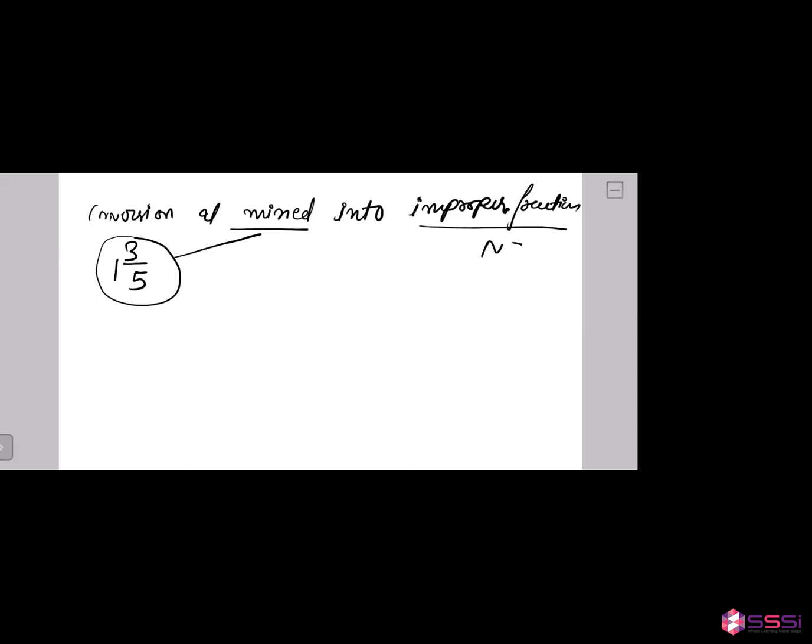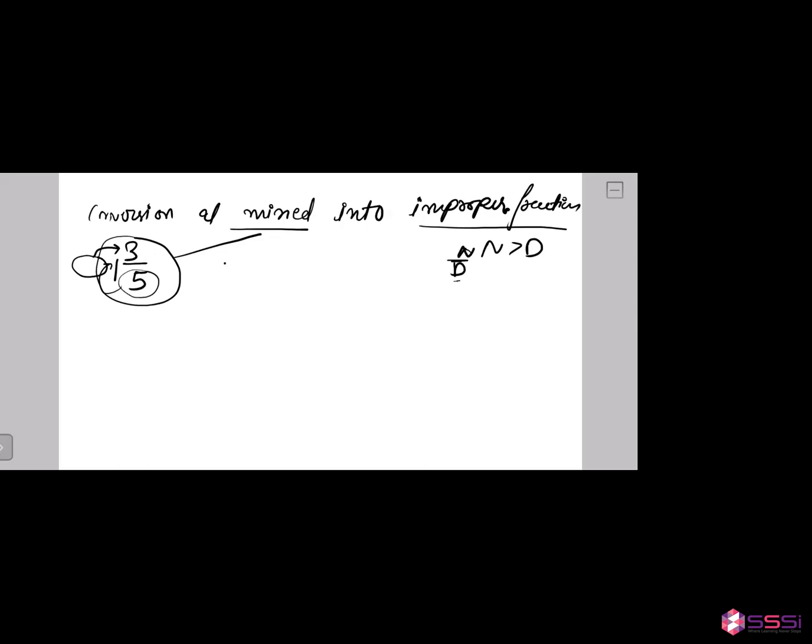Improper where numerator is greater than denominator. That upper one is bigger than the lower one. So we need to convert this into improper fraction. The fraction is 1 is to 3 by 5. So what we gonna do? We just multiply the denominator with this whole number. Then whatever we got, we have to add that to the numerator.